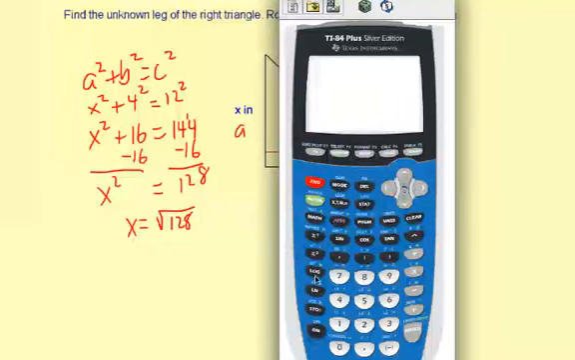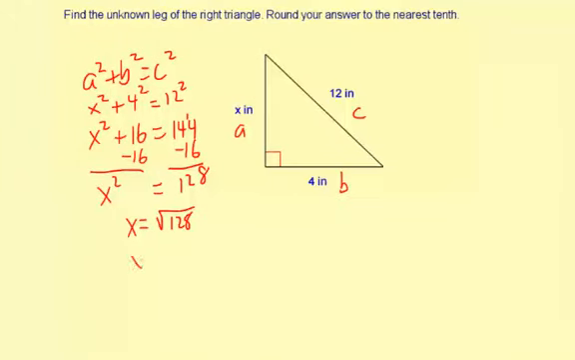So square root of 128, 11.3. So x equals 11.3.